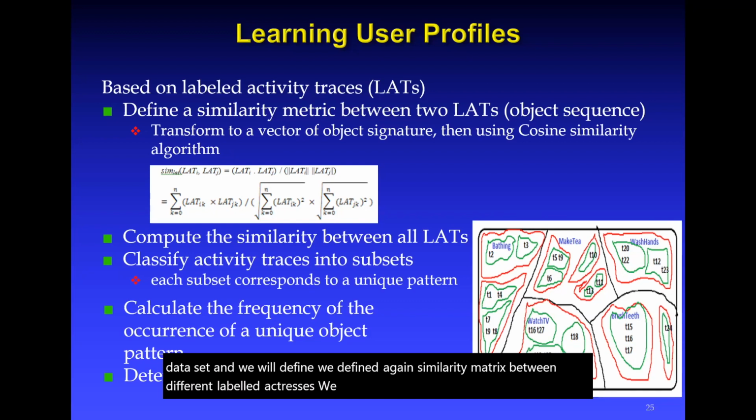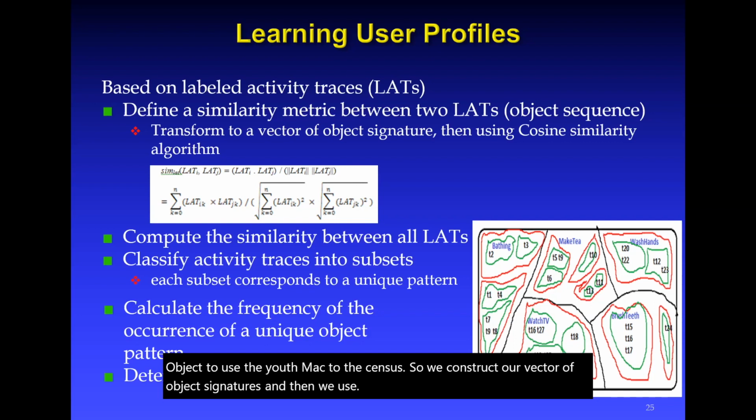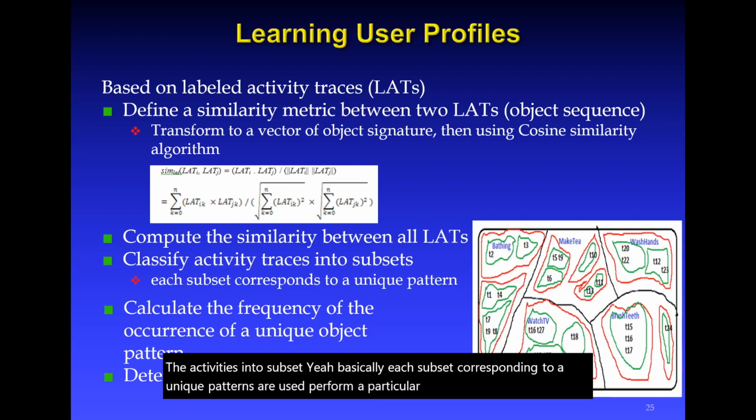We basically transform them into a vector of object signatures, because what we capture is basically the objects the user used, mapped to the sensors. So we construct a vector of object signatures, and then we use the Pearson similarity algorithm to calculate that. We compute the similarity, and we then classify the activity traces into subsets. Basically, each subset corresponds to a unique pattern of how a user performs particular activities. Again, after we calculate the frequencies of occurrence, we can decide whether or not this is a pattern.